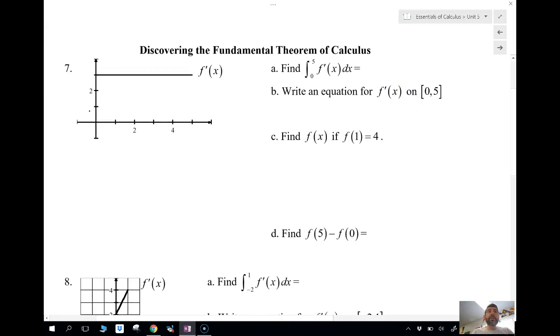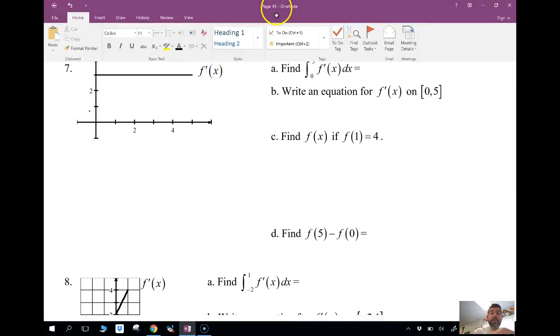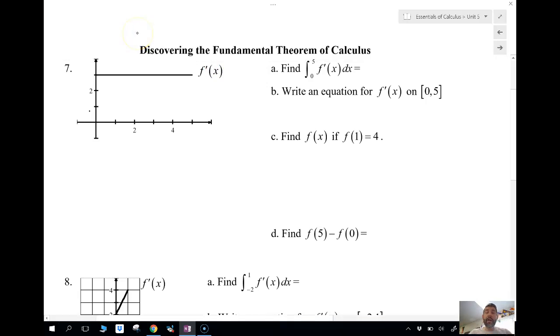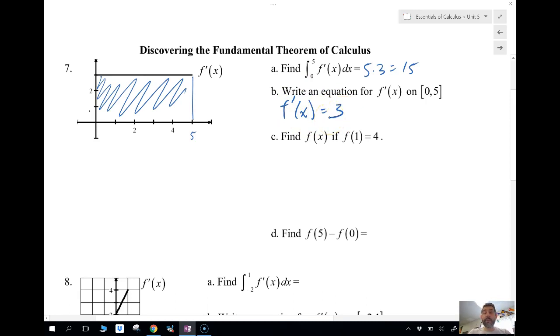So let's take a look at this, and this is just going to kind of lead us up to the fundamental theorem of calculus. We have this function of the derivative. This is a derivative function, and take a moment to try to see if you can figure out each of these. So what is the area under the curve from 0 to 5? So we're looking from here to here. Well, that area is just 5 times 3, which is 15, right? Because we're just looking at the area under the curve. So let's write an equation for f prime of x on 0 to 5. Well, the equation of that, obviously here, it's just a horizontal line at 3. So I'm just going to have f prime of x equals 3.